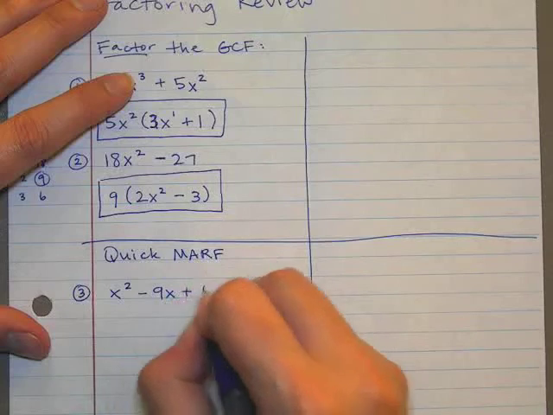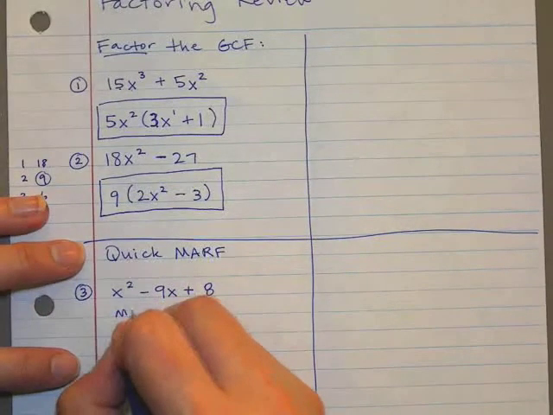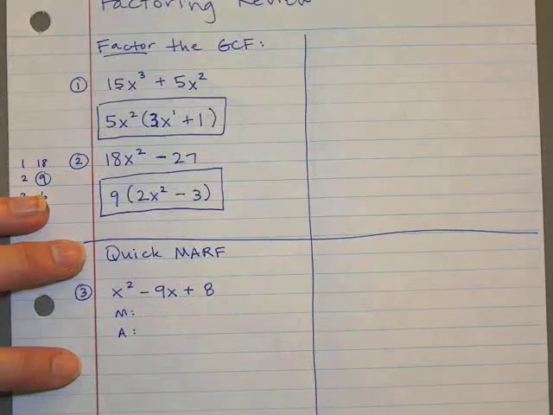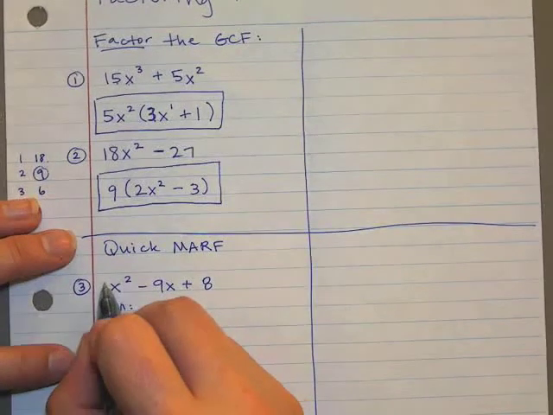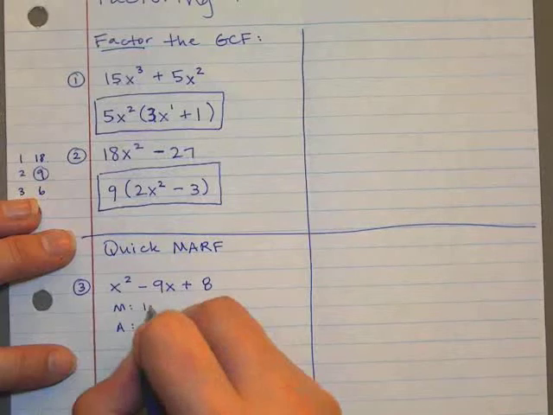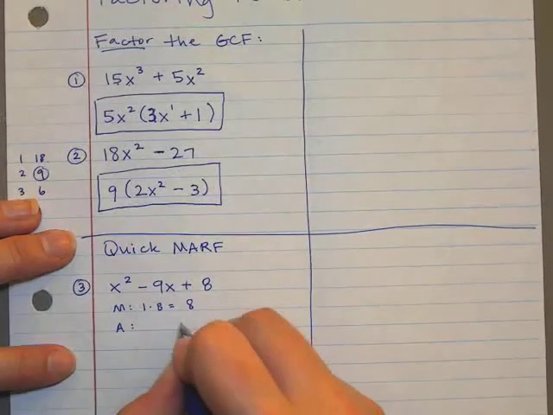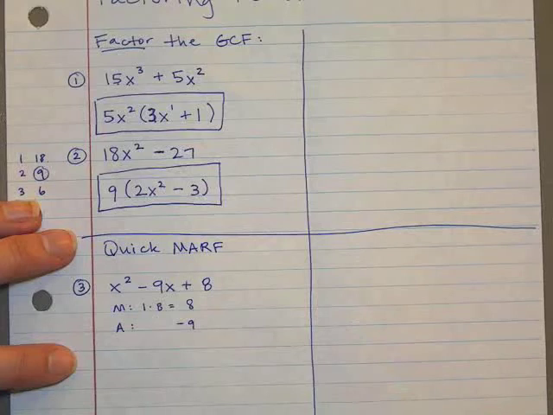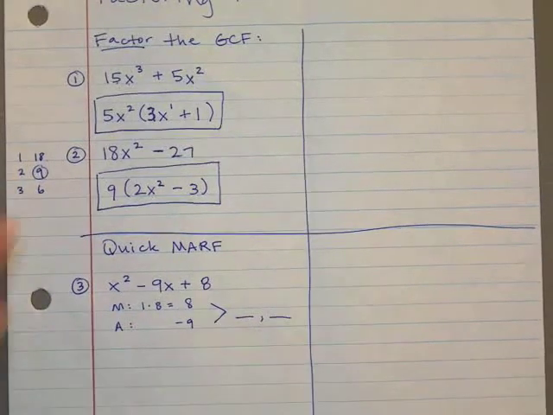Okay, so we remember when we MARF, for these we only actually have to do the M and the A steps, so you don't have to write out the R and the F steps. We multiply to be the first number, which in this case is 1, times the last number, 8. So multiply to be 8, add to be that middle number, -9. So we're looking for our two magic numbers. They multiply together to be 8. They add together to be -9.